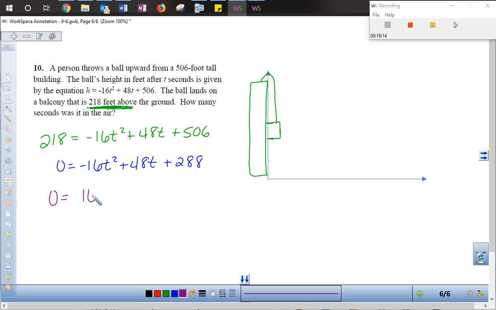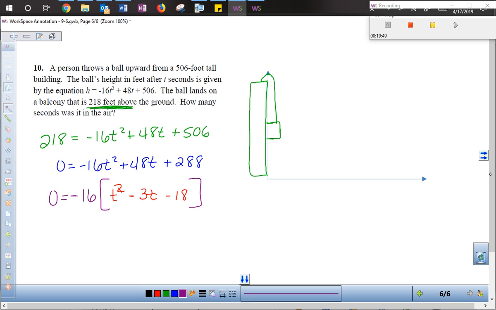But there's one more thing that I want to point out. We don't like it when our first term is negative. So to make this easier, let's factor out a negative 16, and then my first term will become positive. Now let's see what I have left. Negative 16t squared divided by negative 16 just leaves me with t squared. 48t divided by negative 16 leaves me with negative 3t. And 288 divided by negative 16 gives me a negative 18.